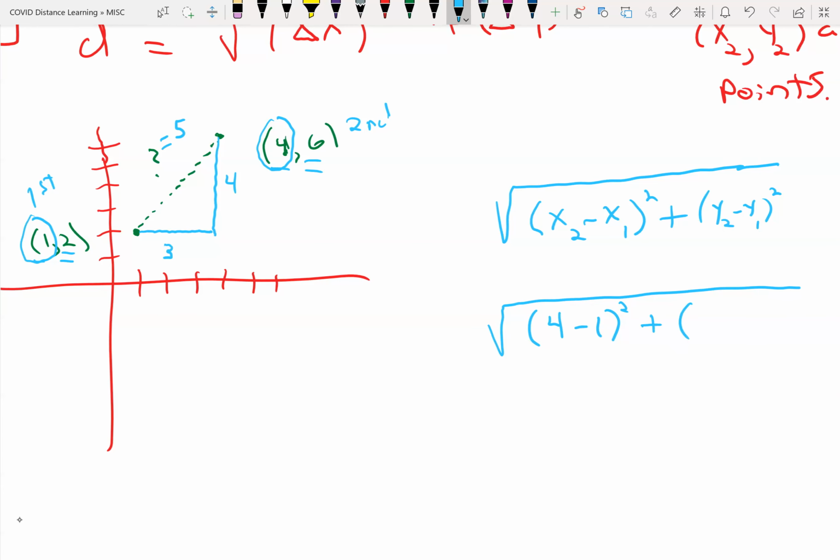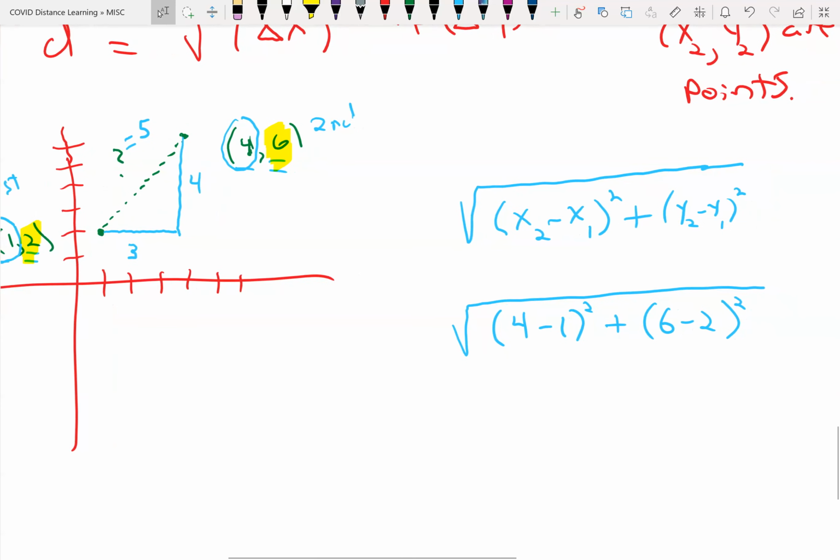Here I'm going to show 6 minus 2. That's just my y's. One of the y's was 6. The other y was 2. All right? Okay. From 0 to 5. Do y'all see where the numbers came from?